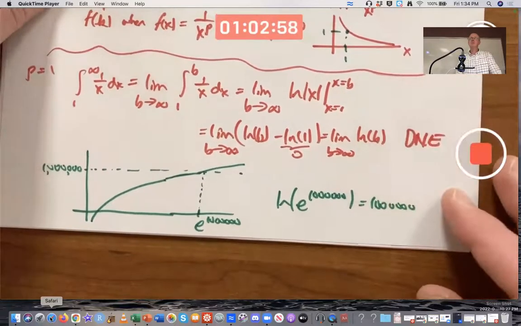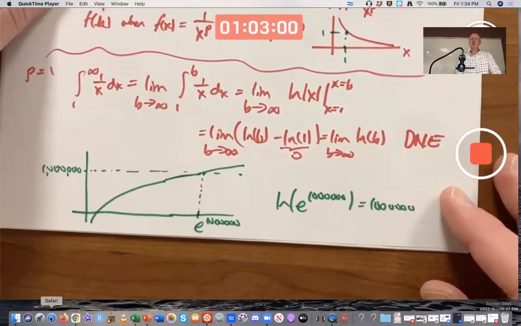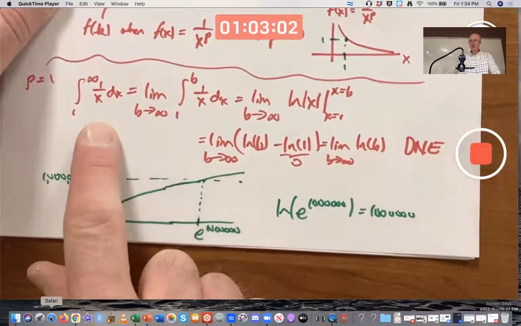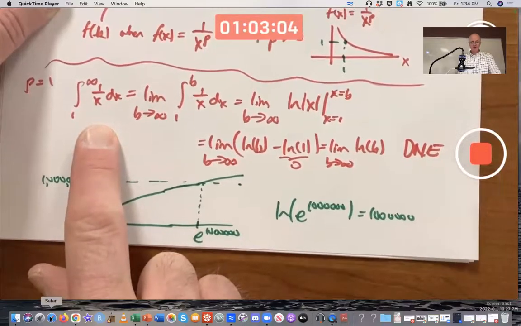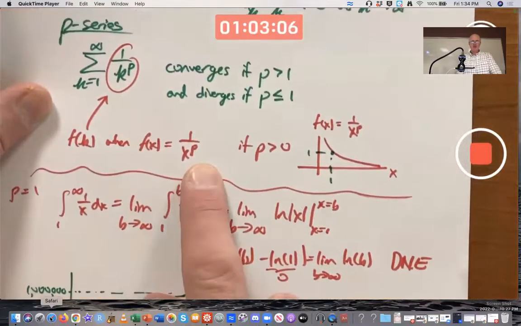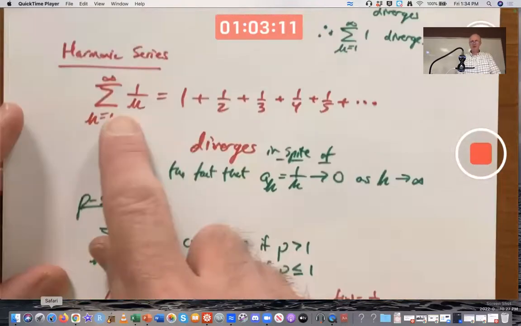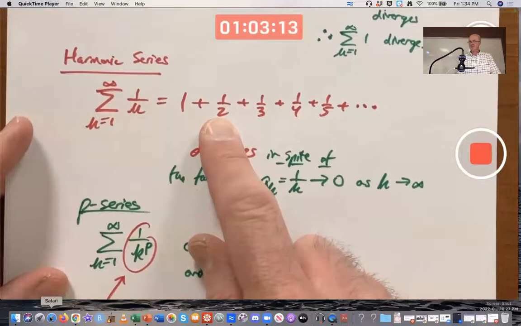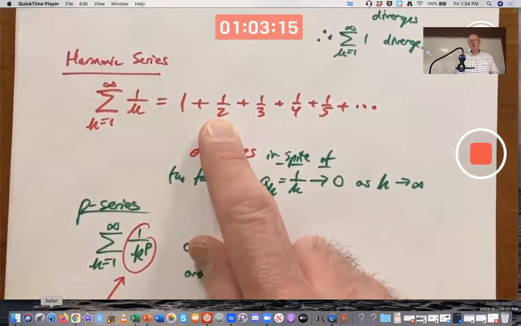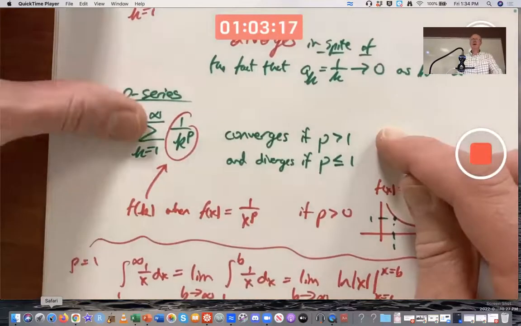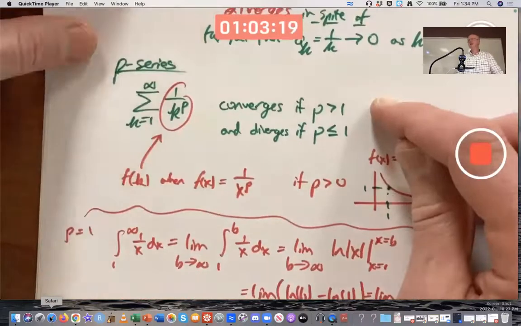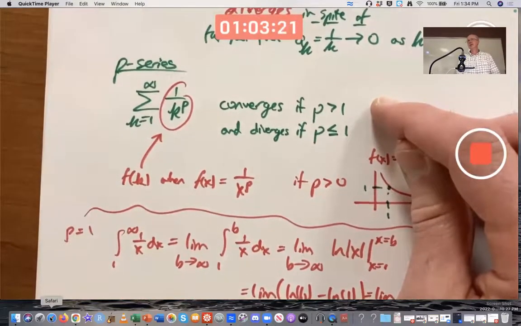Plus a reminder how you can prove that this improper integral diverges when p is 1. And by the integral test, that means this diverges when p is 1. In other words, the harmonic series diverges. Proving this fact without the integral test is possible, but it's not very easy. The integral test is definitely the best way to go.